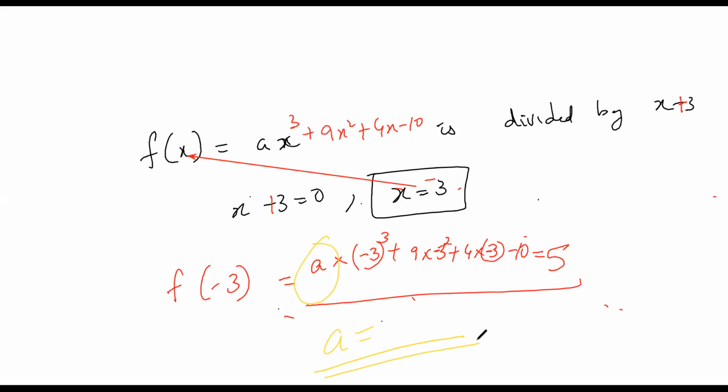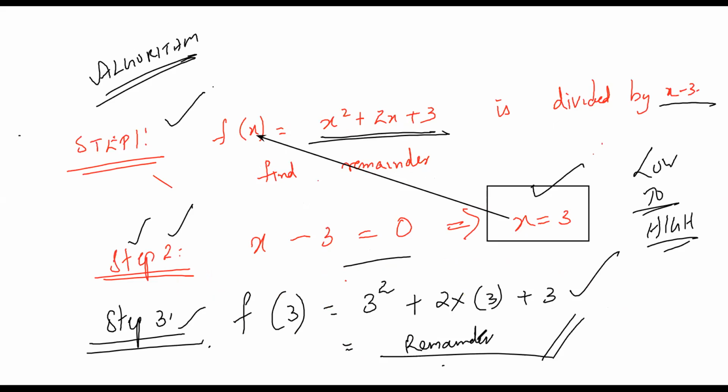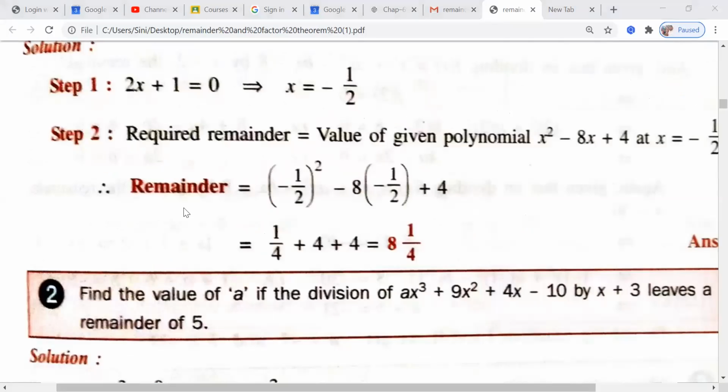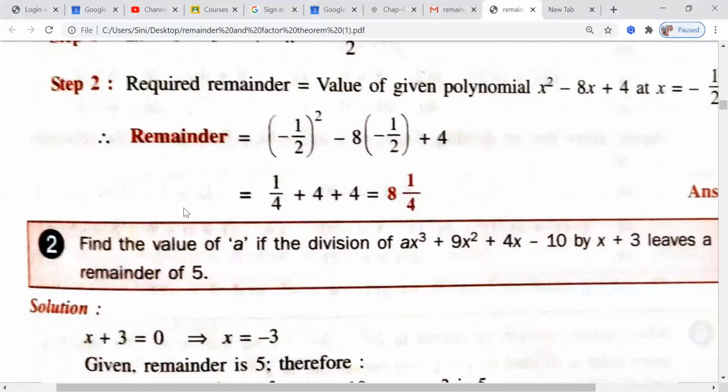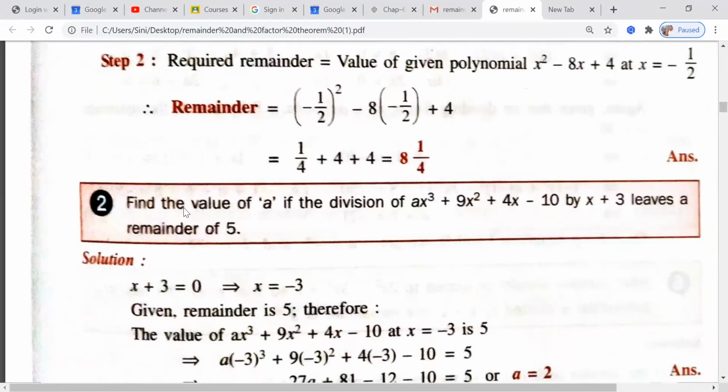But again, it all comes to this only. Step 1 is the x minus 3, whatever it is. Put this x value in the question. But in our question, they've given the remainder itself. Equate to the remainder and find the a value. That's all. This is a thinking process I'm trying to explain here. So let's solve this question. Since you are having doubt in this, I'll just solve it. No need to worry.